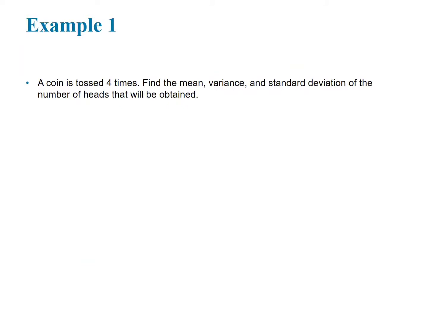So let's do an example. A coin is tossed 4 times. Find the mean, variance, and standard deviation of the number of heads that will be obtained. So first things first, tossed 4 times, so that is going to be my n. There's a 0.5 probability of getting heads and a 0.5 probability of getting tails. So the success would be 0.5 and the failure would be 0.5.